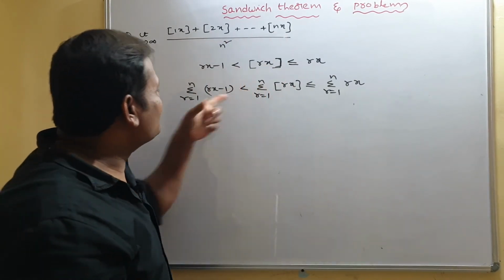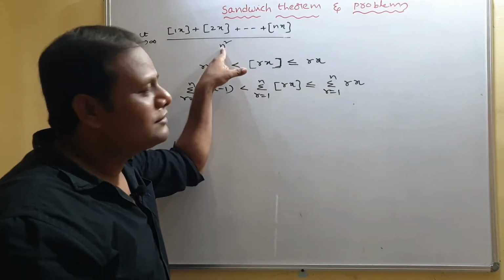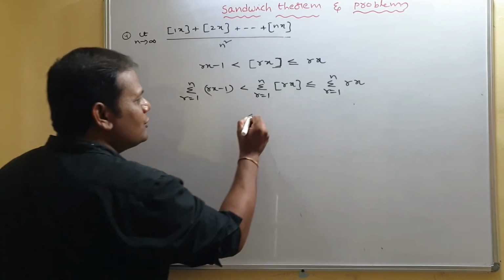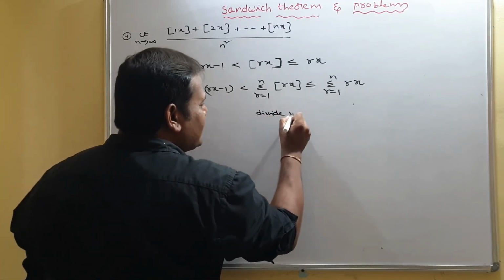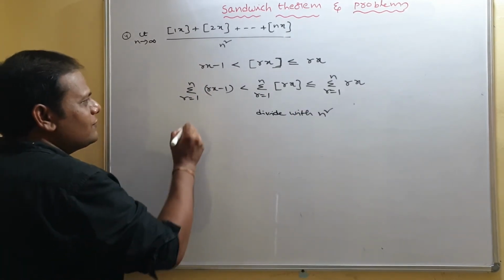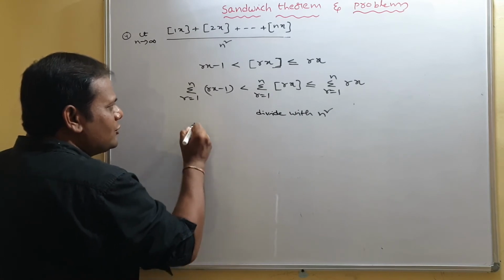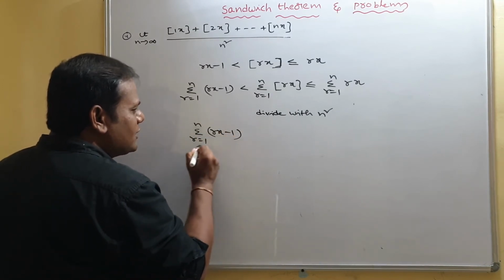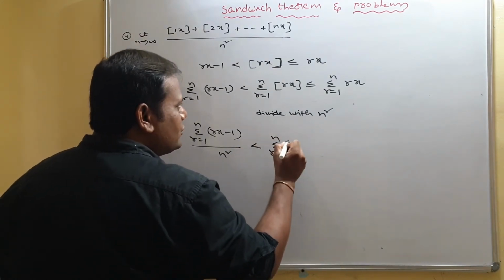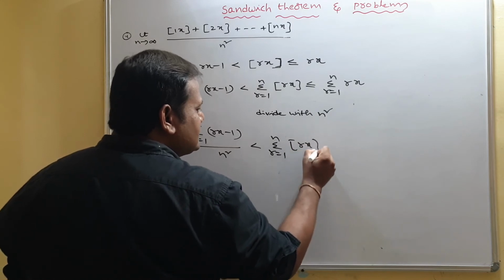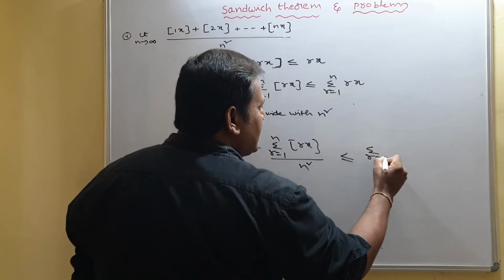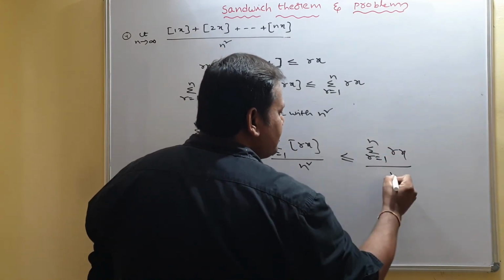So you should divide this with what? N square. Anyhow that n square is positive only. So now divide with n square. Listen carefully. Here we can get sigma r equal to 1 to n of rx minus 1 by n square is less than sigma r equal to 1 to n of step rx by n square is less than or equal to sigma r equal to 1 to n of rx by n square.